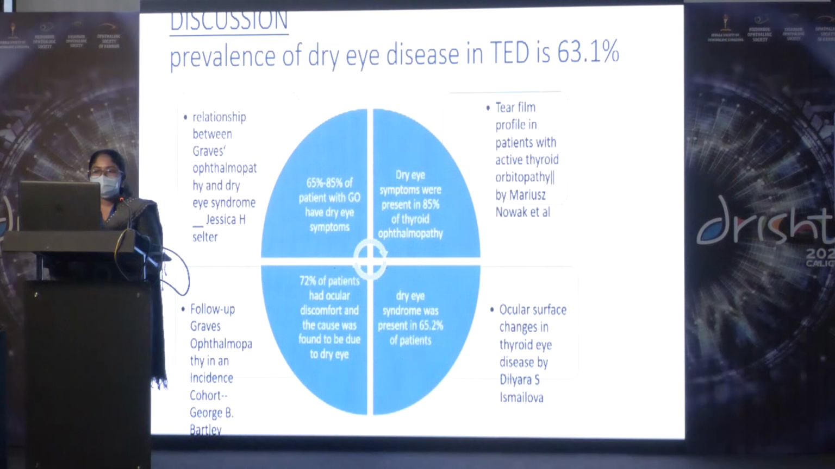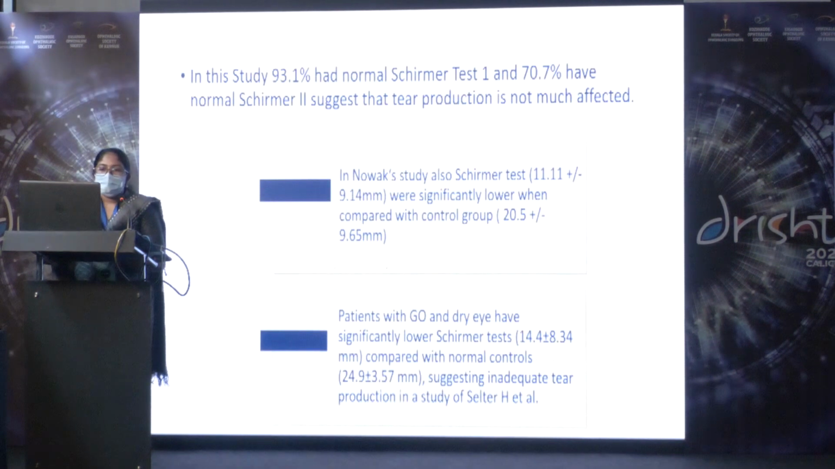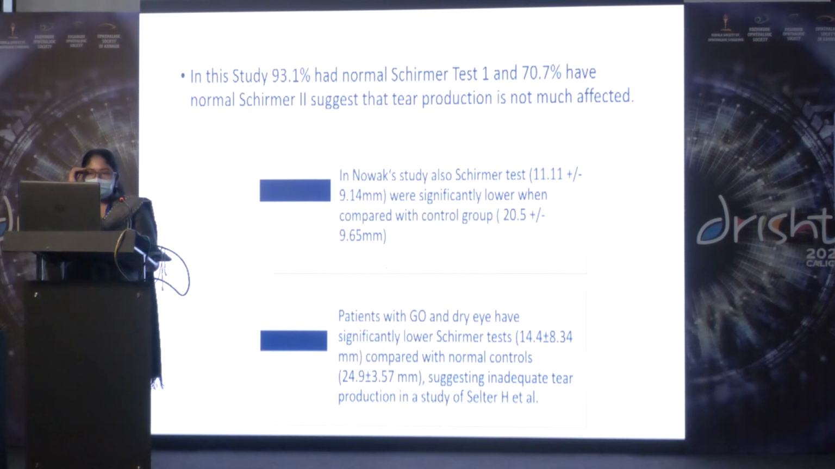The prevalence of dry eye disease in thyroid eye disease in my study was 63.1%. In a study conducted by Jessica H. Seltzer, on the relationship between Graves' ophthalmopathy and dry eye syndrome, the prevalence was 65 to 85%. In a study by Novak et al., dry eye symptoms were present in 85% of thyroid ophthalmopathy. In this study, 93.1% had normal Schirmer test 1 and 70.7% had normal Schirmer test 2, which suggests that tear production is not much affected. But in the Novak study, the Schirmer tests were significantly lower compared to the control group. A similar result was obtained in the study by Jessica H. Seltzer.